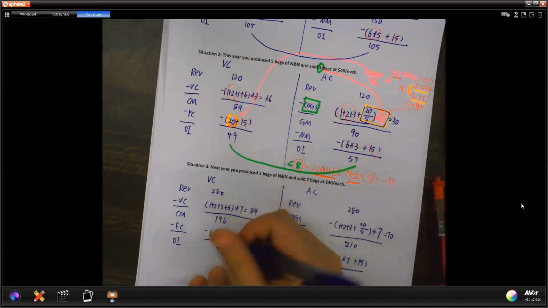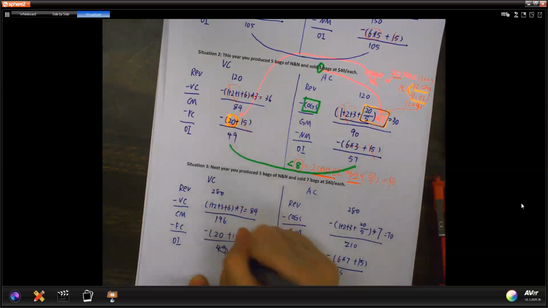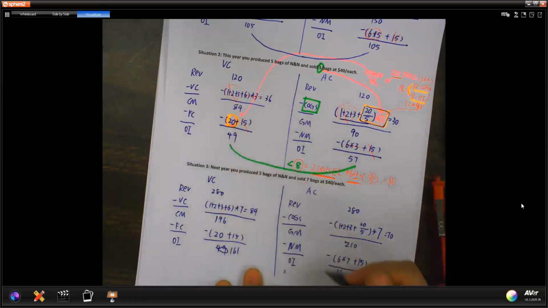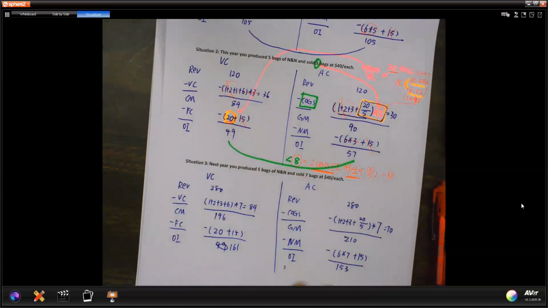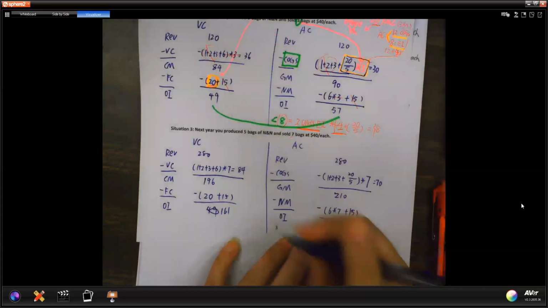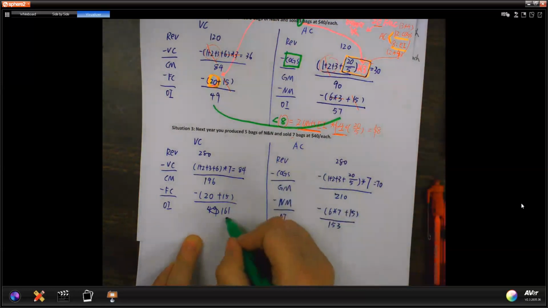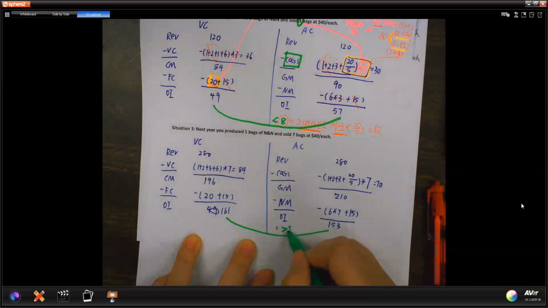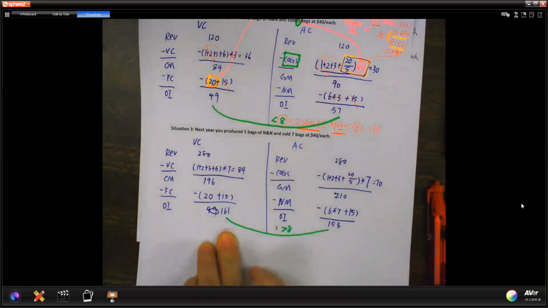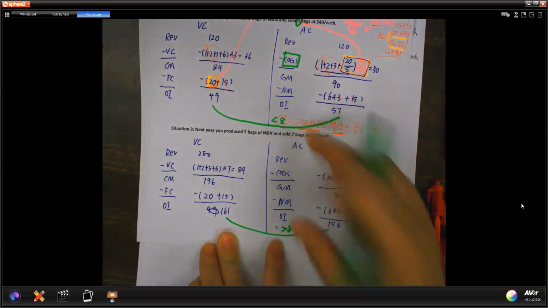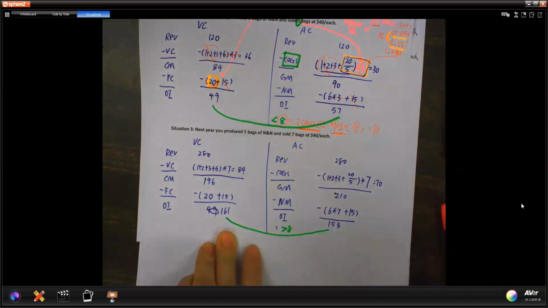This is wrong. This is 161. Copy the wrong number. And then this will be 153. So you can find out there is an $8 difference again. But this side is $8 more, so it's completely opposite. We double check one more time.